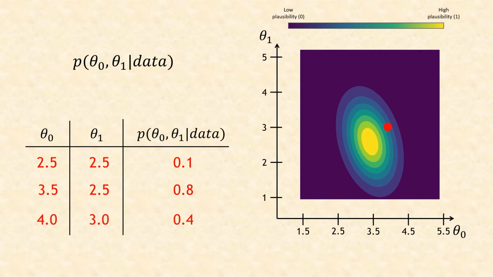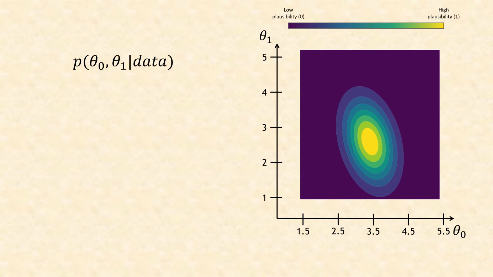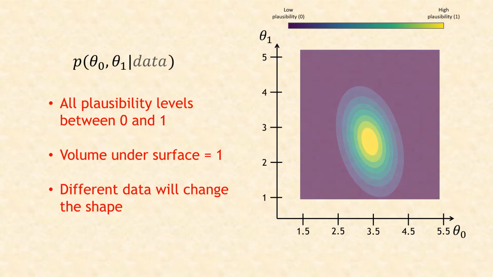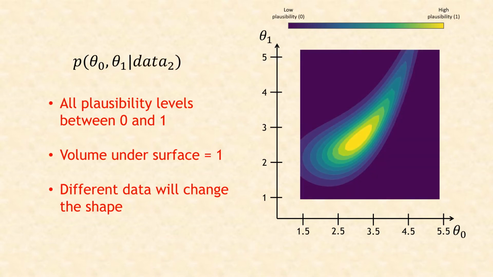The posterior has the same properties as the 1D version. All values are between 0 and 1, the integral, in this case the volume under the surface, is 1, and a different dataset will result in a different shaped posterior. For example, a different dataset may result in a banana-shaped posterior, as shown. Again, our goal is to find the posterior specific to our particular dataset.